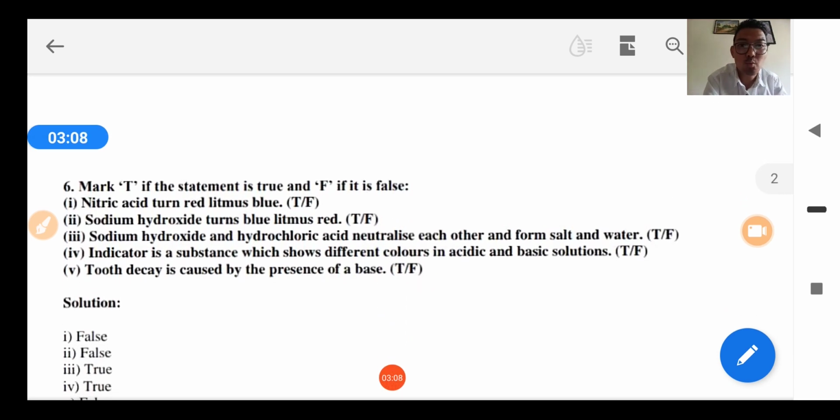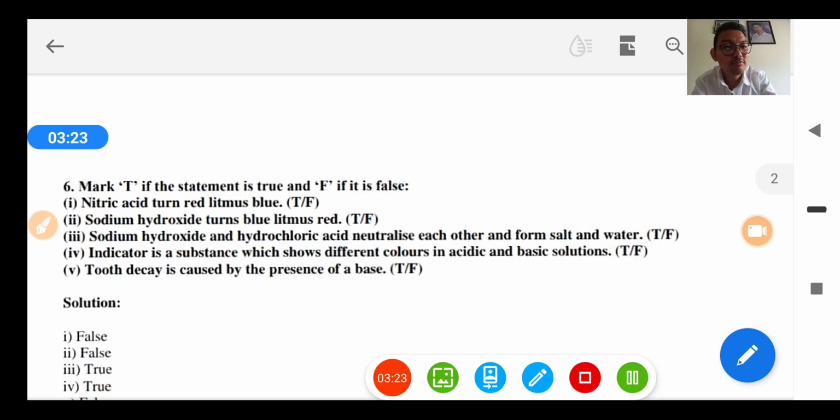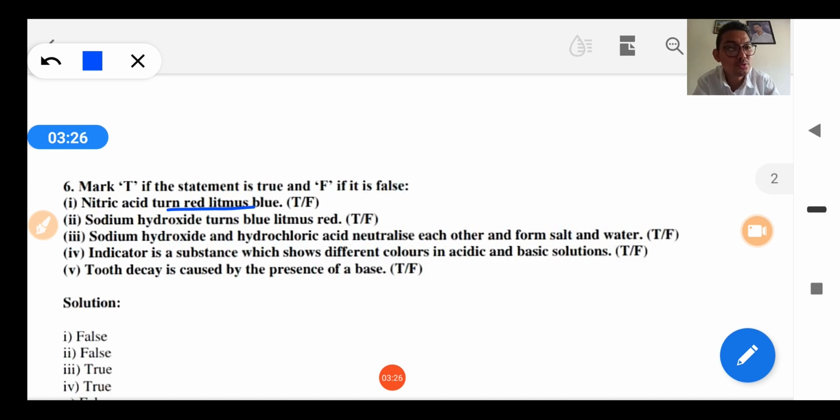Question number 6, part 1, nitric acid turns red litmus blue. This is totally false because acids do not respond to red litmus. It is only bases which convert the color of red litmus to blue. So this is false. Now question number 6, second part, sodium hydroxide turns blue litmus red. This is again wrong because sodium hydroxide is a base and bases do not respond to blue litmus, although it converts red litmus to blue.